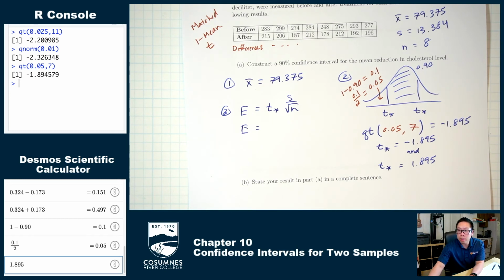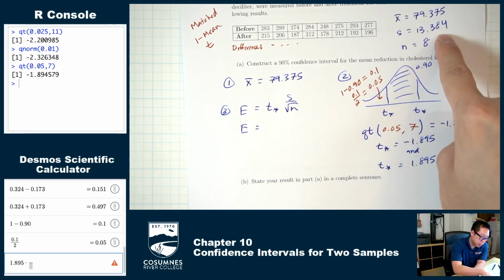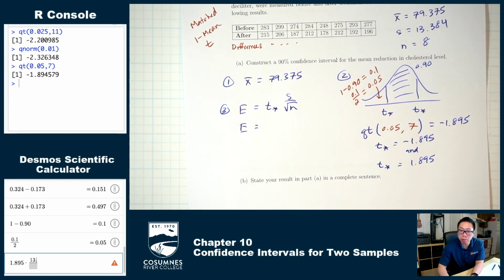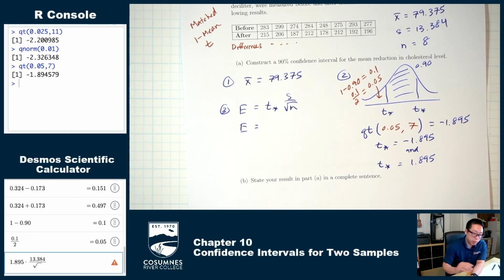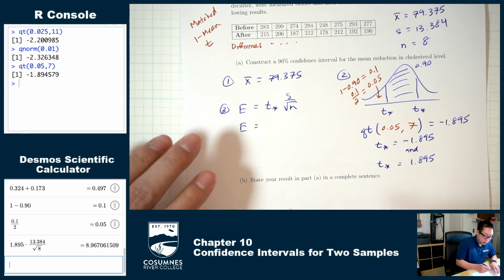Times fraction. S is this 13.384, a standard deviation, so 13.384 over square root n, where n is 8, square root of 8, and then hit enter. So our margin of error is 8.967.